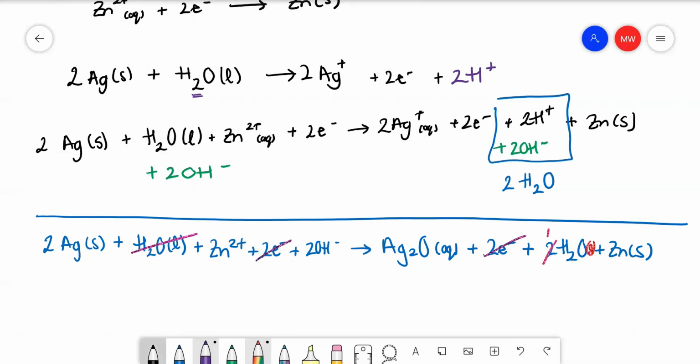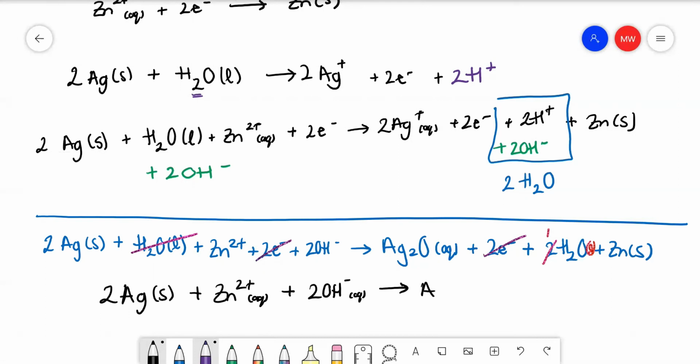And the final answer is 2 silver solid plus zinc in its aqueous form plus 2 hydroxides gives me silver oxide plus water plus zinc in its solid form.